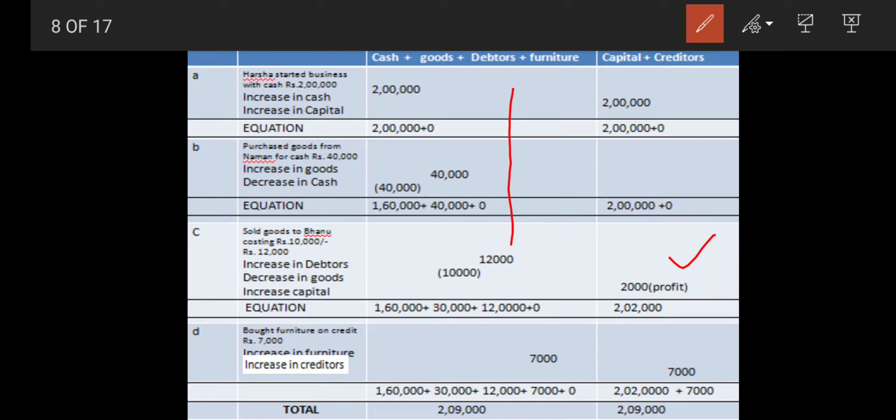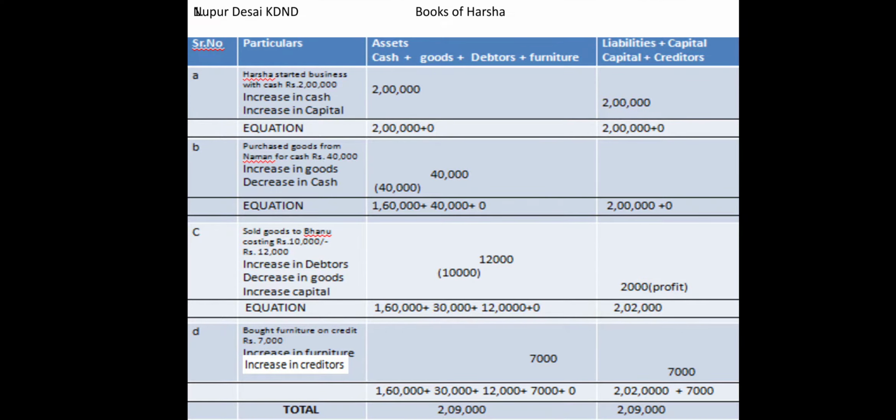So looking at this whole scenario, goods decrease by 10,000, debtors increase by 12,000, and capital, that is profit, increases by 2,000. So ultimately your equation will be set 1,60,000 plus 30,000 plus 12,000. So that is the total 2,02,000. Same total will be on the liability side also. So this way our liability side also tallies with both the sides.